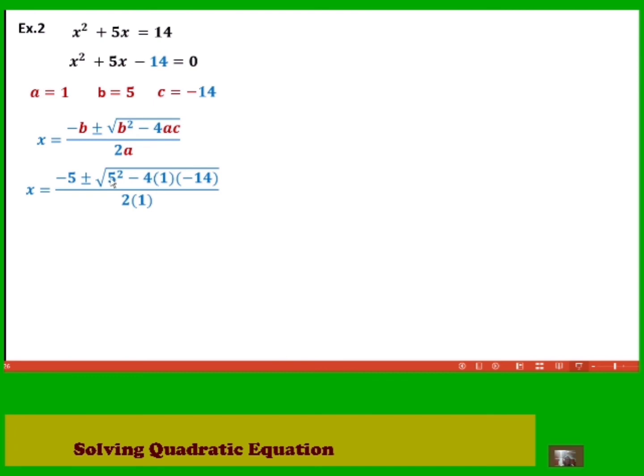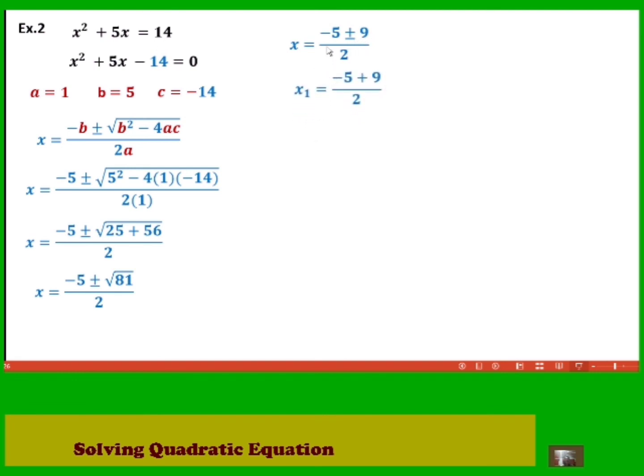Simplify first the operation inside the radical symbol. 5 squared, 25, negative times negative, positive, 4 times 1 times 14 is 56. 25 and 56 is 81. The square root of 81 is positive or negative 9. Then one value of x is negative 5 plus 9 over 2, and the other value of x is negative 5 minus 9 over 2.